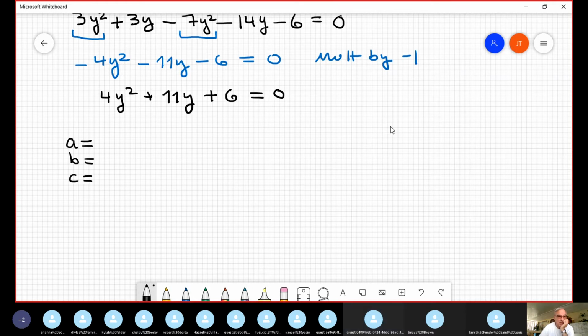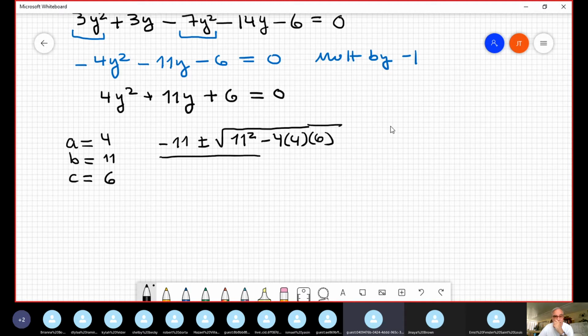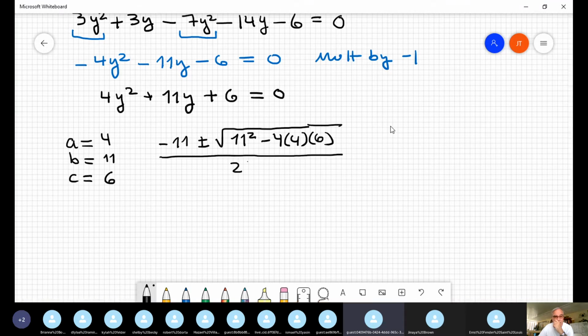Okay. What is A? 4. What is B? 11. What is C? 6. Super. Do you want to copy the quadratic formula or you memorize very well? We can just plug it in already. Exactly. So minus 11. And then square root. And then we have 11 squared minus 4 times, which is 4, and then C, which is 6, over 2A, which will be 4.